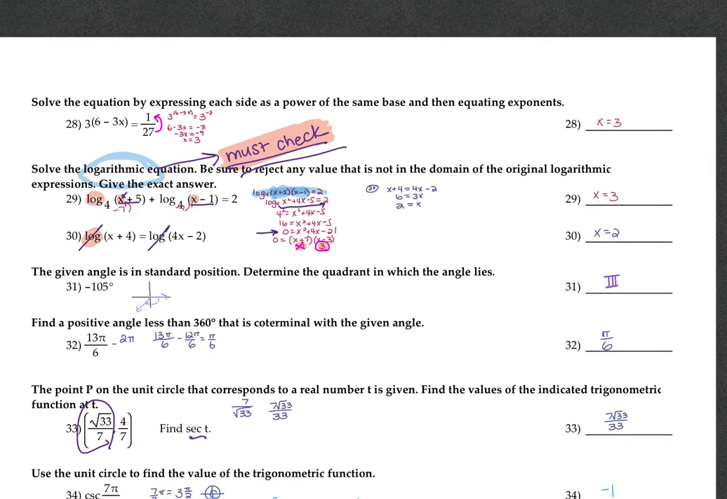All right, now you're back up to the 1-to-1 property. You want to change it so it has the same base. For 29 and 30, for 29, you're condensing and solving. 30, it's the 1-to-1 property. That was all chapter 3.